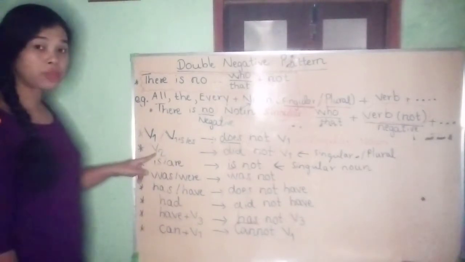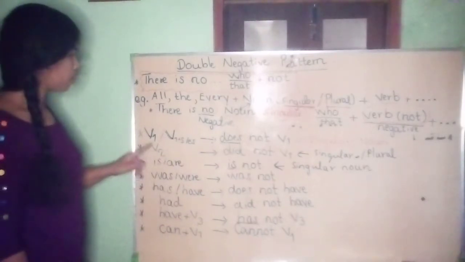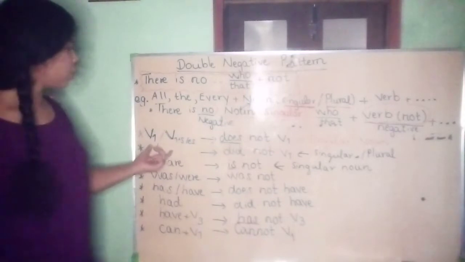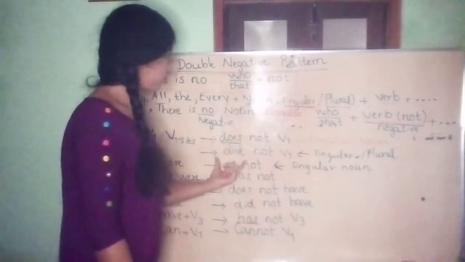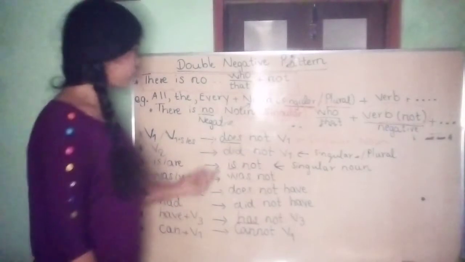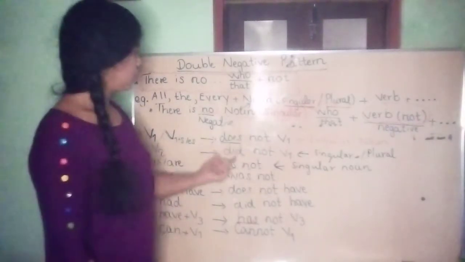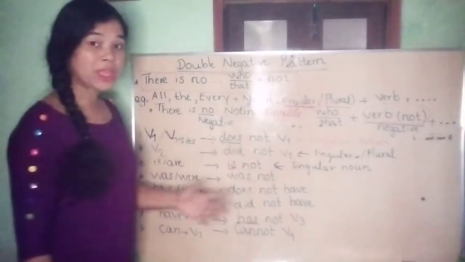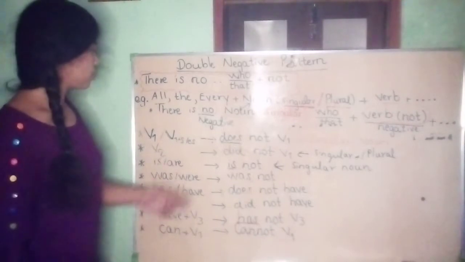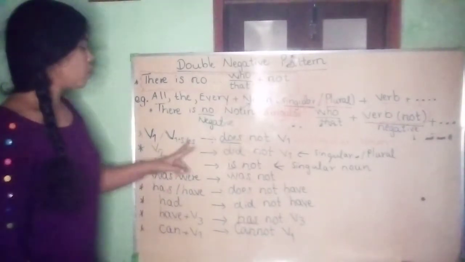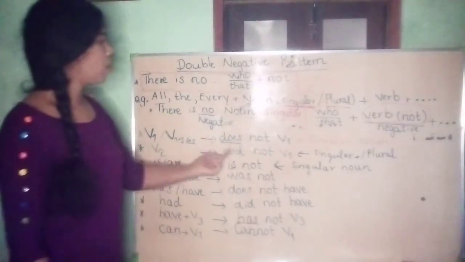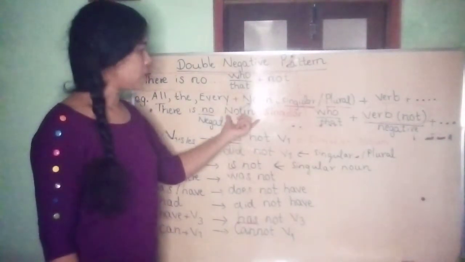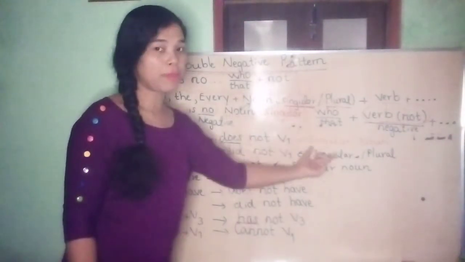If you see past tense verb 2, you need to change that into did not verb 1. As for past tense, no problem for you. Whether this noun is singular or plural, it doesn't matter.